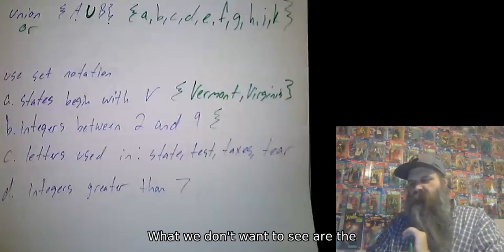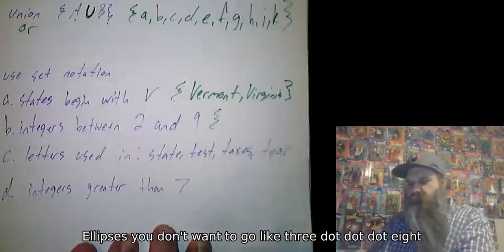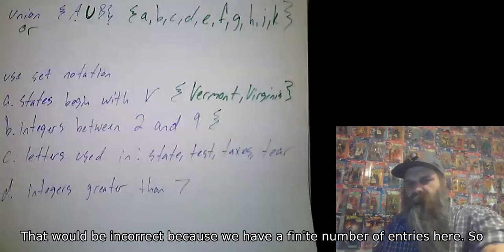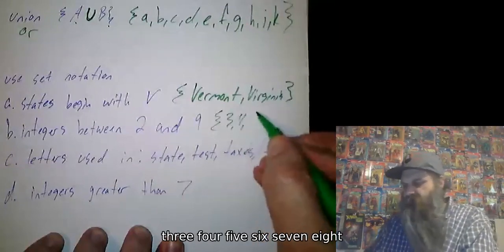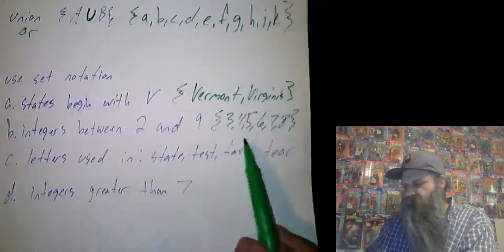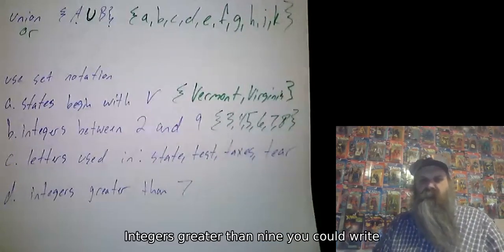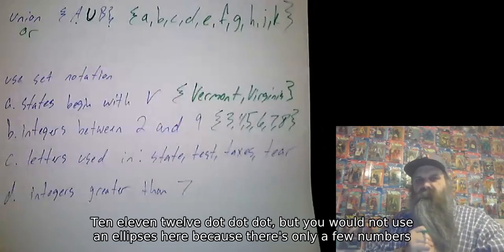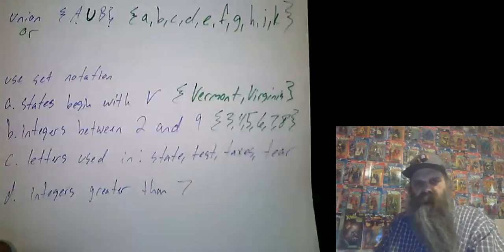What we don't want to see are the ellipses. You don't want to go like 3 ... 8. That would be incorrect because we have a finite number of entries here. So 3, 4, 5, 6, 7, 8. If it asked integers greater than 9, you could write 10, 11, 12, ... But you would not use any ellipses here because there's only a few numbers.